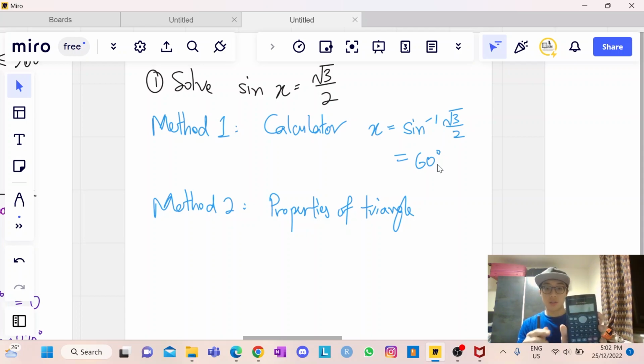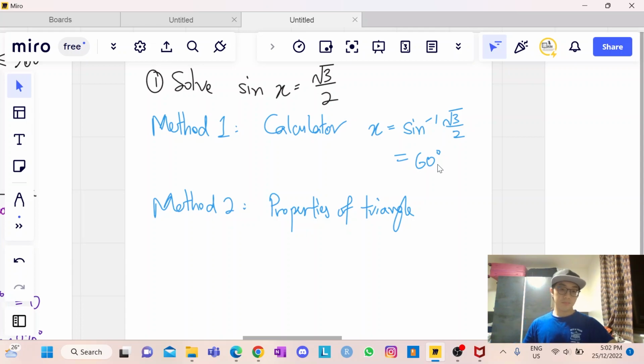Using the calculator, press shift, press sine, and then the square root right here, 3 divided by 2. Close the bracket, press equals, and you will get 60 degrees.